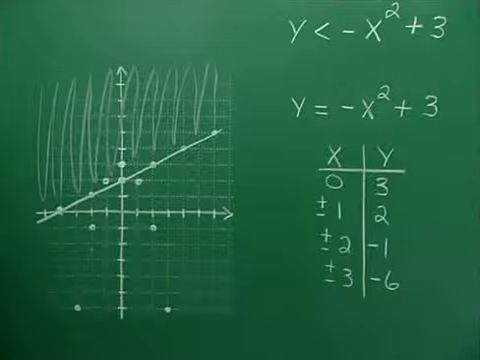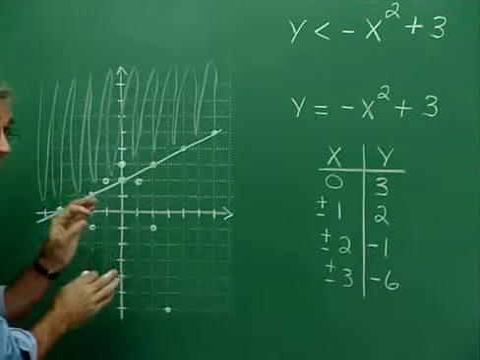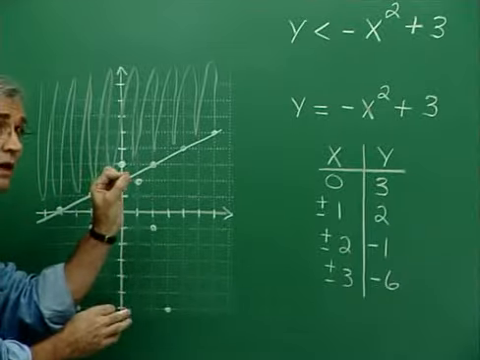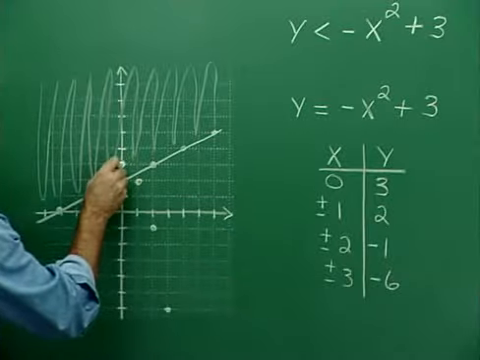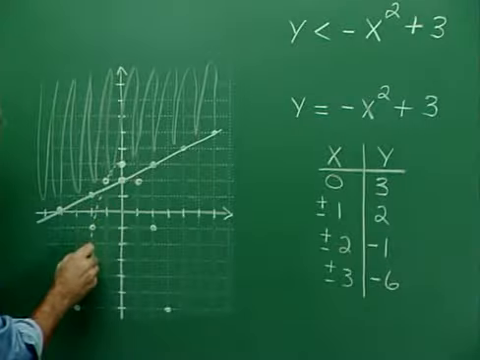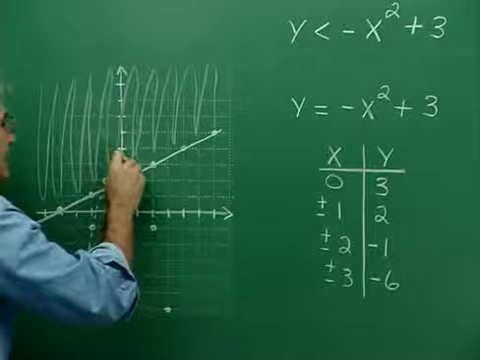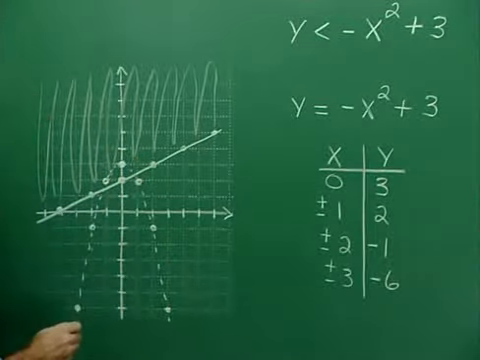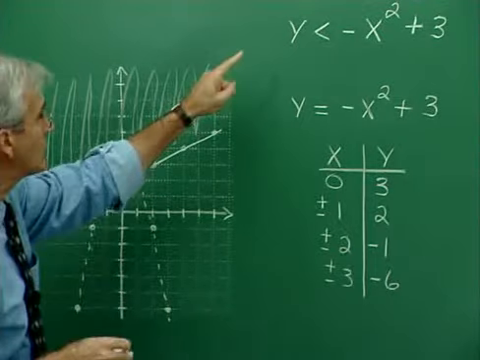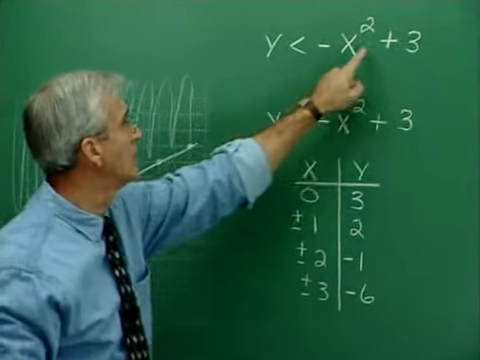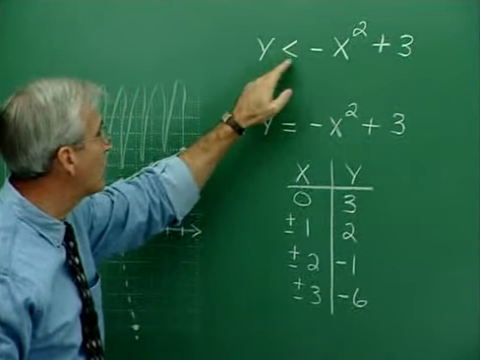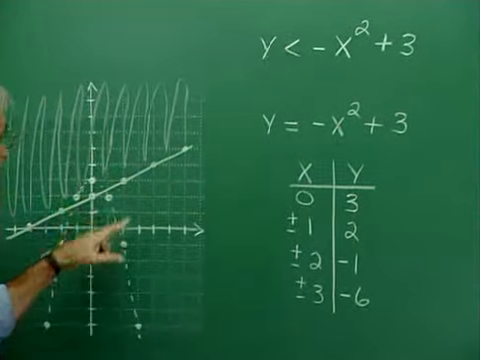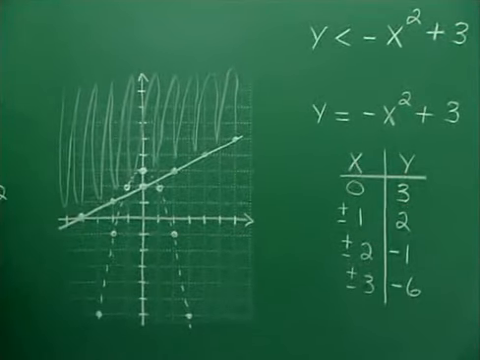When I construct the graph, though, I'm going to make that graph dotted because we have a strict inequality, and so the line, the parabolic curve itself, is not a part of the solution region. Now notice that y is strictly less than this expression, and so that strict inequality tells us that we have a dotted border and not a solid border.